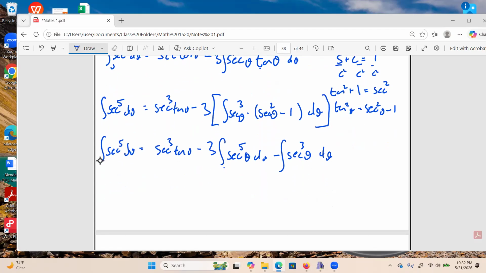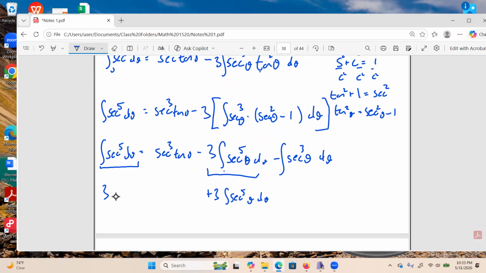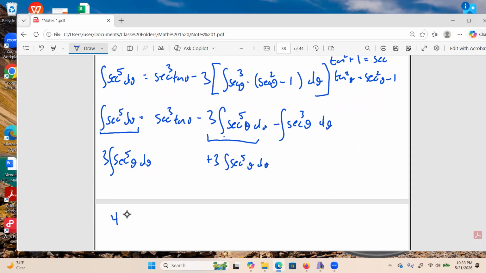Oh, wait a minute. We have a secant to the fifth on both sides. Why don't we add 3 integrals of secant to the fifth power on both sides? So we have 3 integral secant to the fifth power d theta. And then what we're going to have here is 4 integral secant to the fifth power d theta is equal to secant cubed tangent theta. Let's see, this is going to be a plus 3 because negative times negative is going to be a positive. And we have the integral of secant cubed theta d theta.